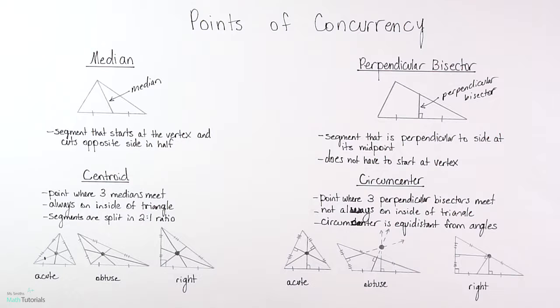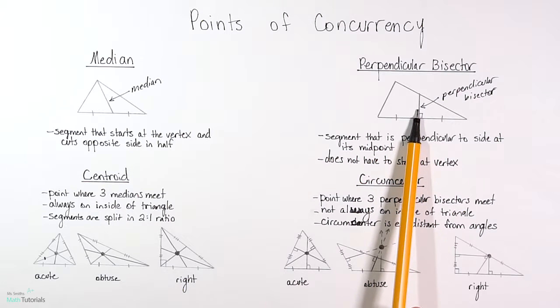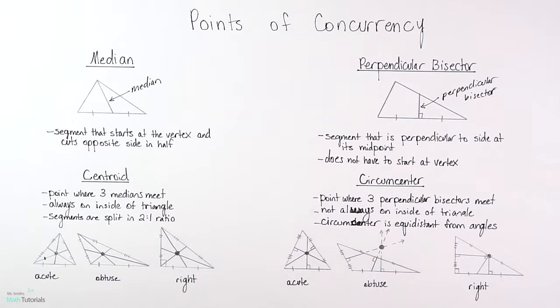Now we're ready to talk about the actual point of concurrency. A circumcenter is going to be the point where three perpendicular bisectors meet. If I had three of these, they would all intersect at a point that we would call the circumcenter. What's important to understand about a circumcenter is it is not always going to be on the inside of the triangle. To show you that it's not always on the inside of the triangle, if we had an acute triangle with 3 perpendicular bisectors all intersecting at this one point called the circumcenter, notice it's on the inside of the triangle.